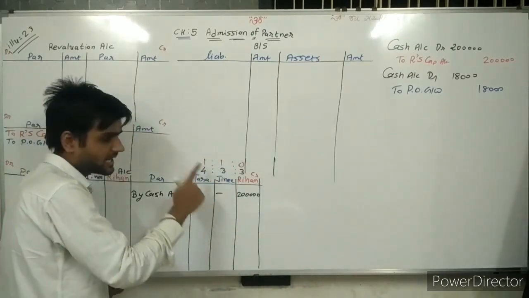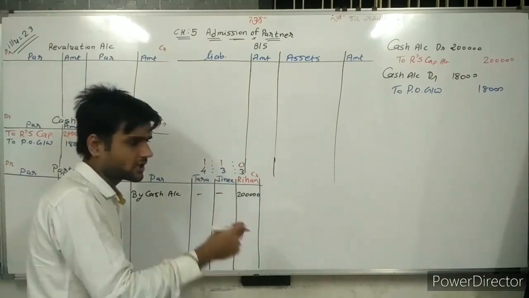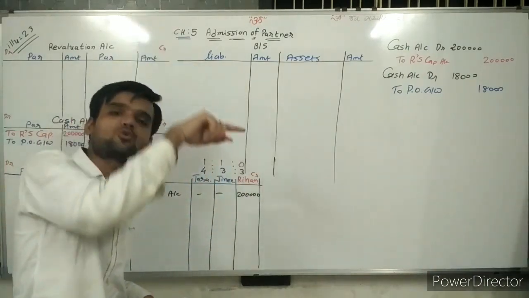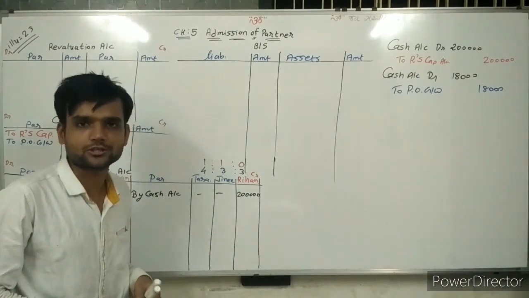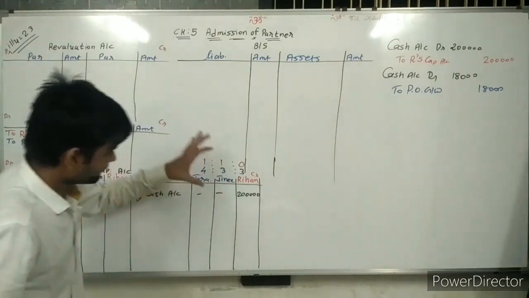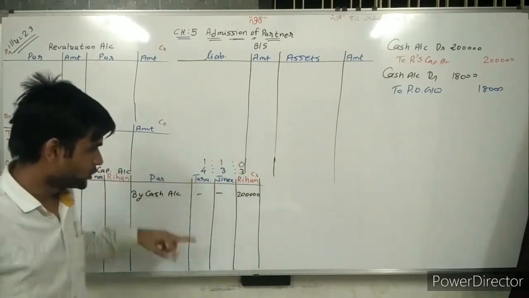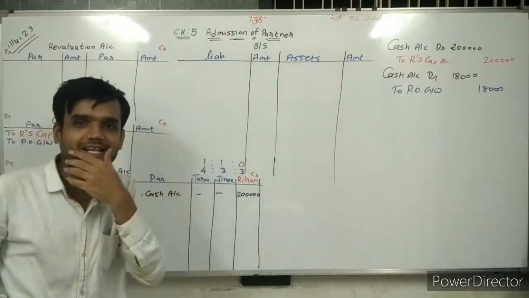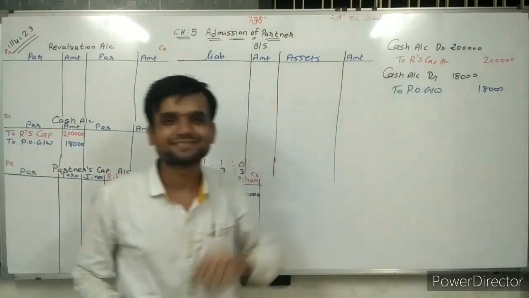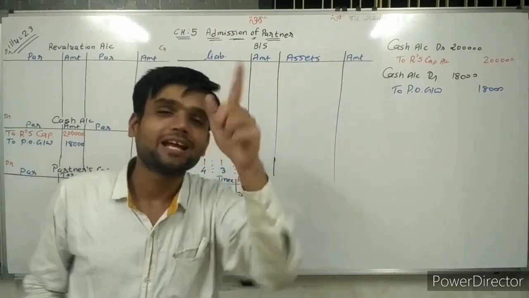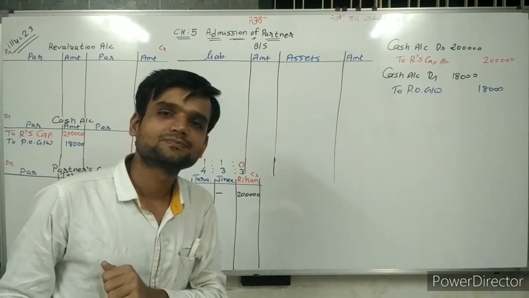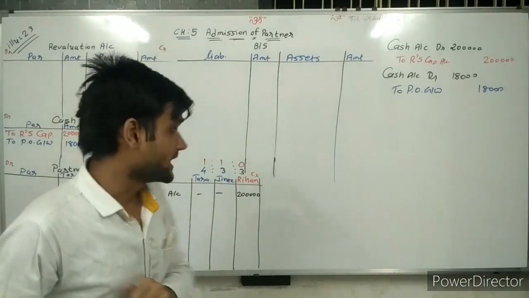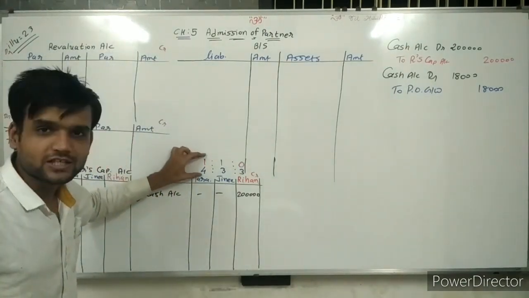So two partners are there, and the third partner is the new partner. So his ratio was zero. Now he will get 3 portions. So old ratio 1-1-0, new ratio 4-3-3. Sir, now this becomes easy. 18,000, how are we distributing it? In the ratio of sacrifice. So I can find the sacrifice by using these two things.